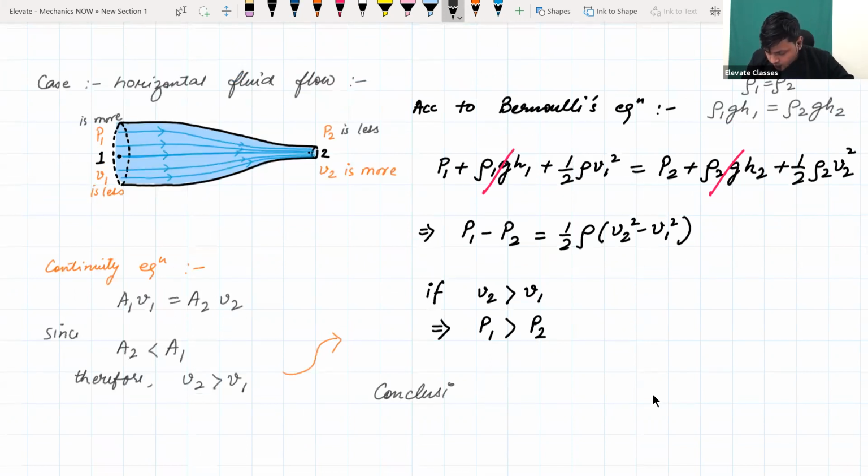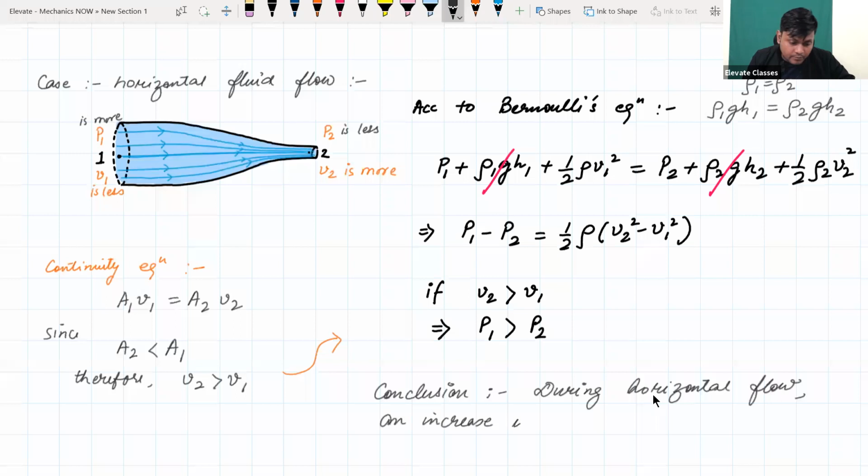Yes, sir. So the conclusion is very simple. During horizontal flow of a streamline, an increase in velocity or speed, I can say whatever you want, because I'm not dealing with vectors, speed is accompanied by a decrease in pressure.